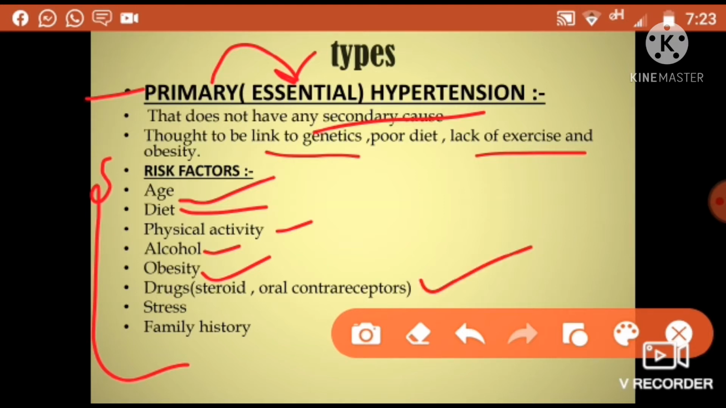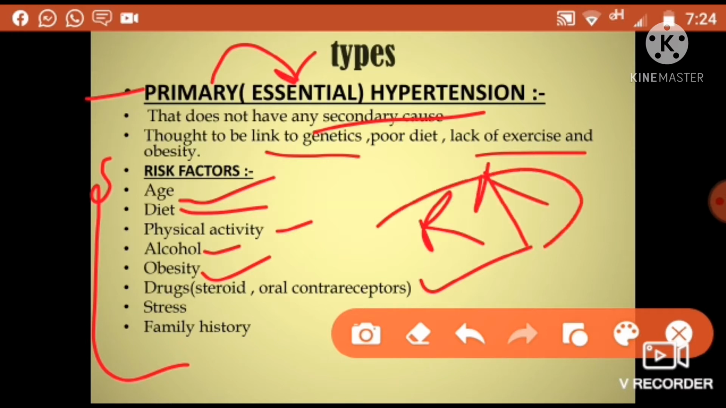Drugs. Whenever a person is taking steroids, oral contraceptives, or other oral preparations taken for some other diseases or side effects, they cause the receptors to be stimulated, and some stimulations cause renin to increase. This renin increases the blood pressure, which we discussed in another slide, inshallah.